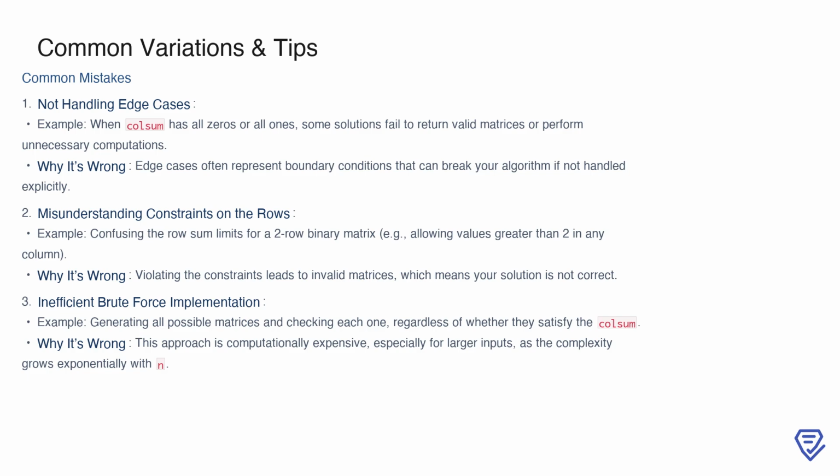One of the most common mistakes is not properly handling edge cases. For example, if the colsum array consists entirely of zeros or ones, some solutions fail to return a valid matrix or perform unnecessary computations. This happens because edge cases often represent boundary conditions that can break your algorithm if they're not explicitly addressed. Another frequent issue is misunderstanding the constraints on the rows. For instance, some solutions mistakenly allow column values greater than 2 in a binary matrix, which violates the problem's rules. Any solution that doesn't respect these constraints will produce invalid results.